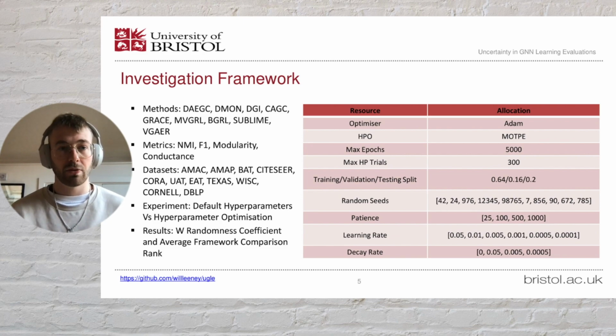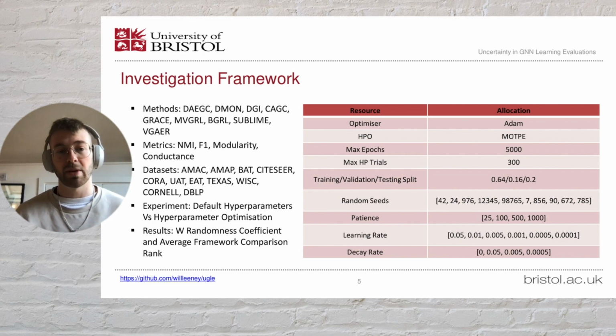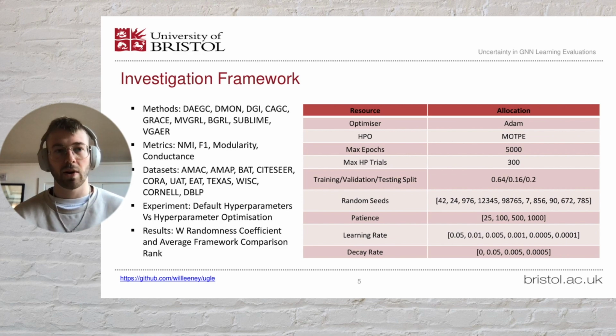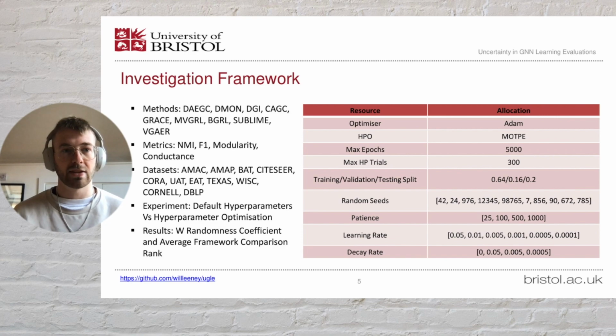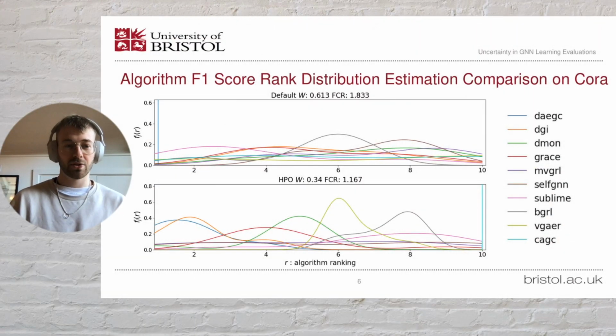Here is an overview of the investigation that we carry out, including the metrics, datasets, HPO resources and methods that we're going to be evaluating. All of these methods have been re-implemented and open sourced at the URL below. What we're going to do to compare these is rank all of the results under all of the different methods under hyperparameter optimization and with the default hyperparameters originally detailed. Now let's move on to the results.